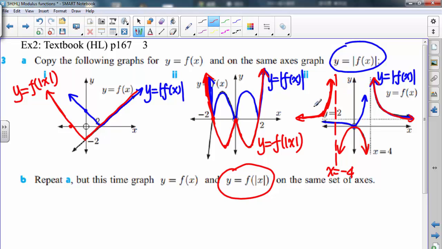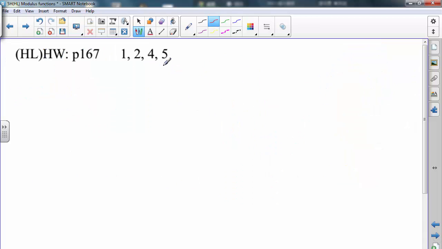If you can find some critical points, always use the critical points to help you graph this part more accurately. But if you are not able to find any critical points, you just use your observation skill to make sure they look symmetrical. So here is the whole lesson. This is the homework.